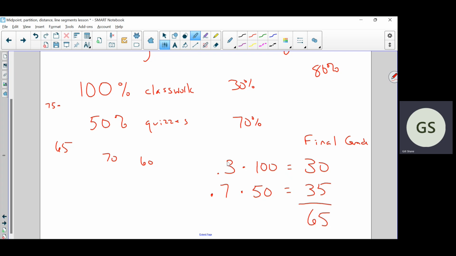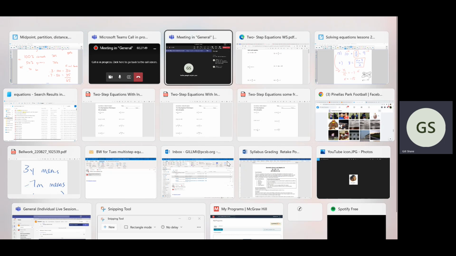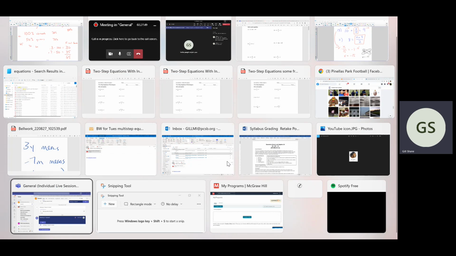All right, so now what we have to do is take this concept and convert it to line segments. So let's go to my online book.